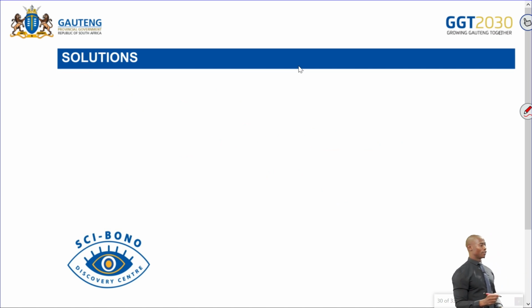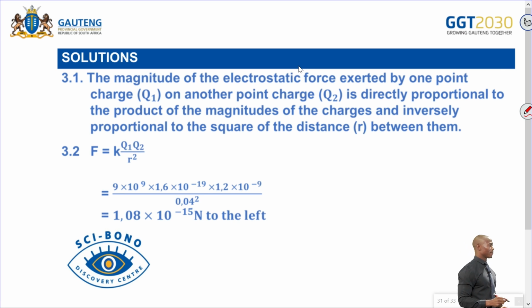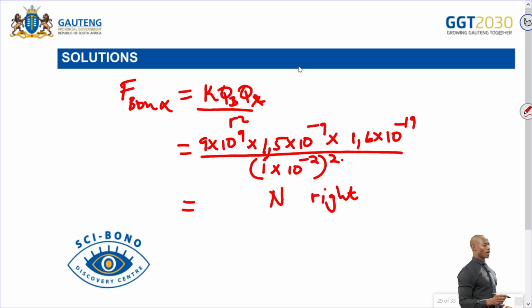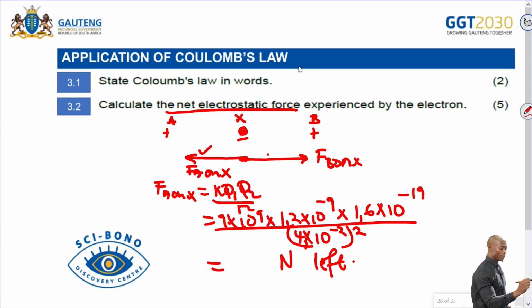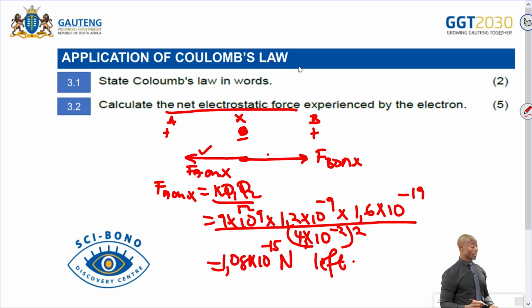Okay, let's check the values. Here for the first one, I have 1.08 times 10 to the power negative 15, right? So 1.08 times 10 to the power negative what? 15 coulombs. Sorry, 15 newtons to the left.